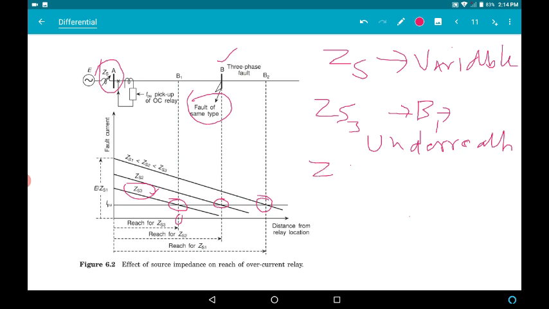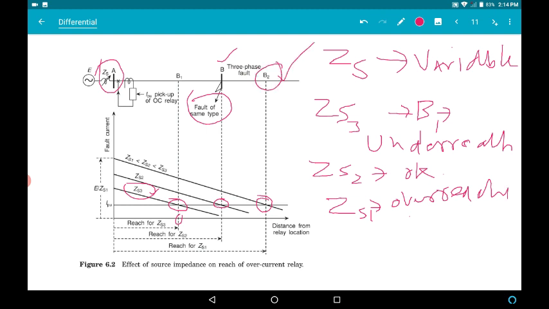For impedance ZS2, the relay is okay because it is reaching up to point B, and for impedance ZS1, it is overreaching. Why overreaching? Because it is operating till point B2, which it is not supposed to do. And what is the relationship between these impedances? ZS3 is the highest, so ZS3 is greater than ZS2 and ZS2 is greater than ZS1. For example, ZS3 can be 10 ohms, ZS2 can be 5 ohms, and ZS1 can be 2 ohms. So the smaller the impedance, the larger will be the reach of the relay.